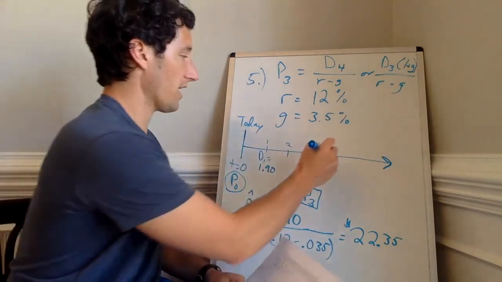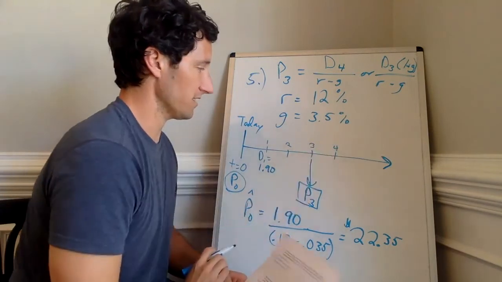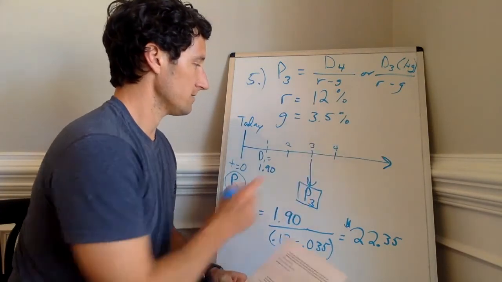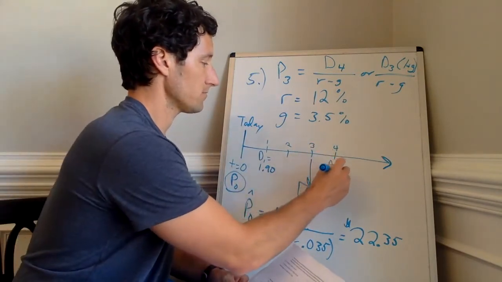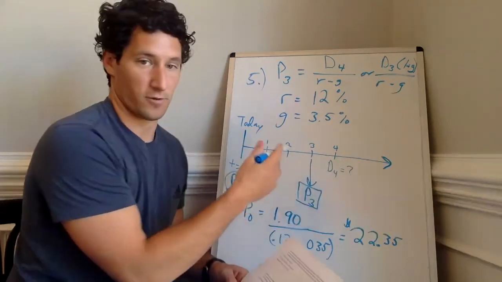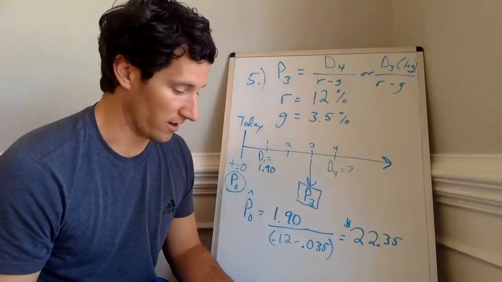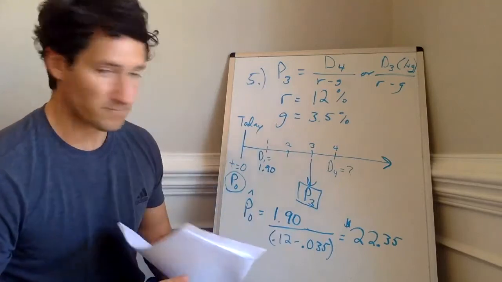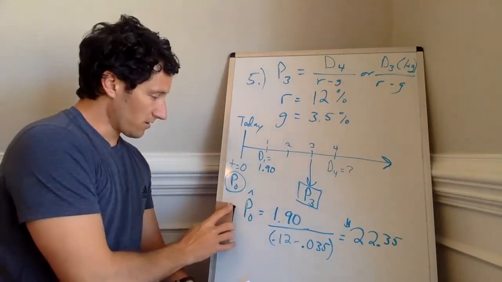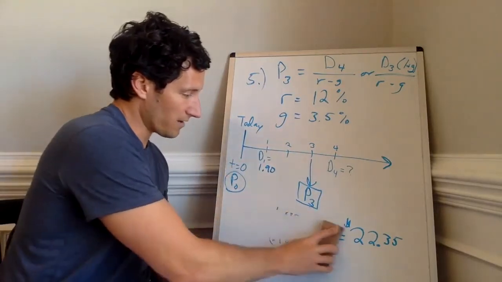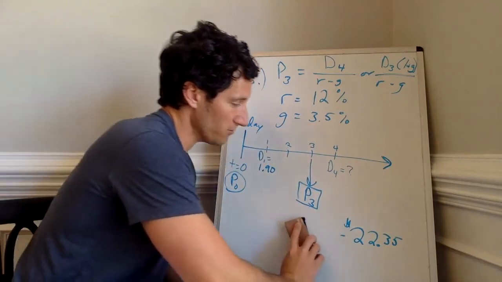So if we can figure out either what this dividend is going to be, D4, or D3 and multiply it times 1 plus our growth rate. Either way will work. All right? Let's clear up some room here. So we've got P0 equals 22.35.